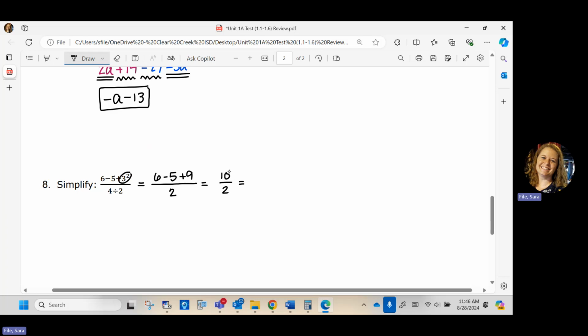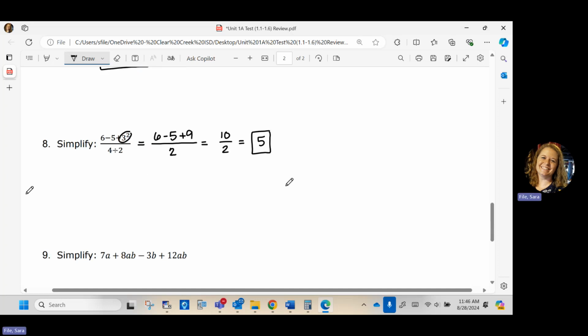Now that I've done the top and bottom separately, now I can divide. So 10 divided by 2 is 5. So make sure you are showing this work that you're doing. You can get lots of points, even if you get the final answer wrong. Until you make a mistake, you'll get some points. Okay, but I can't see where you made your mistake if you don't show any work.